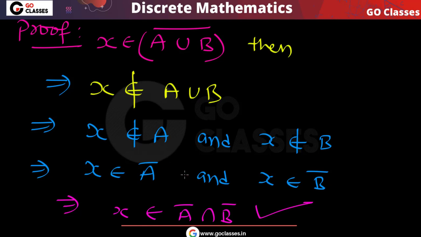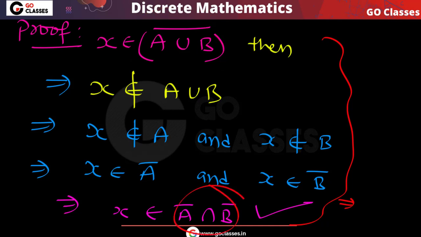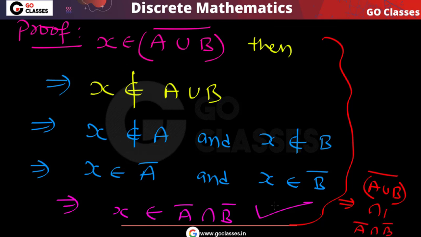So what we have done here is we have proven that if any element x is in (A union B) complement, then that element will also be in A complement intersection B complement. From this we have proven that this is a subset of this. But remember, we also have to prove the other direction. So we have proven that (A union B) complement is a subset of A complement intersection B complement. The other direction you can also prove.